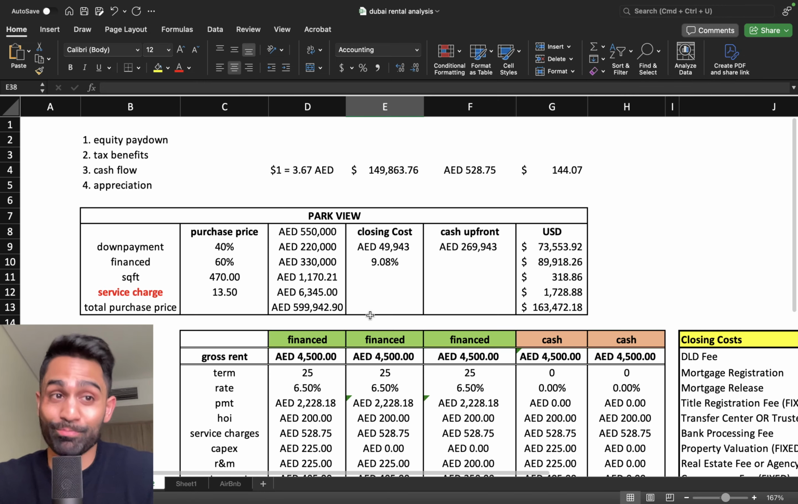So I think that's more than enough information for the first video, going over this entire spreadsheet and a couple other resources that I wanted to share.